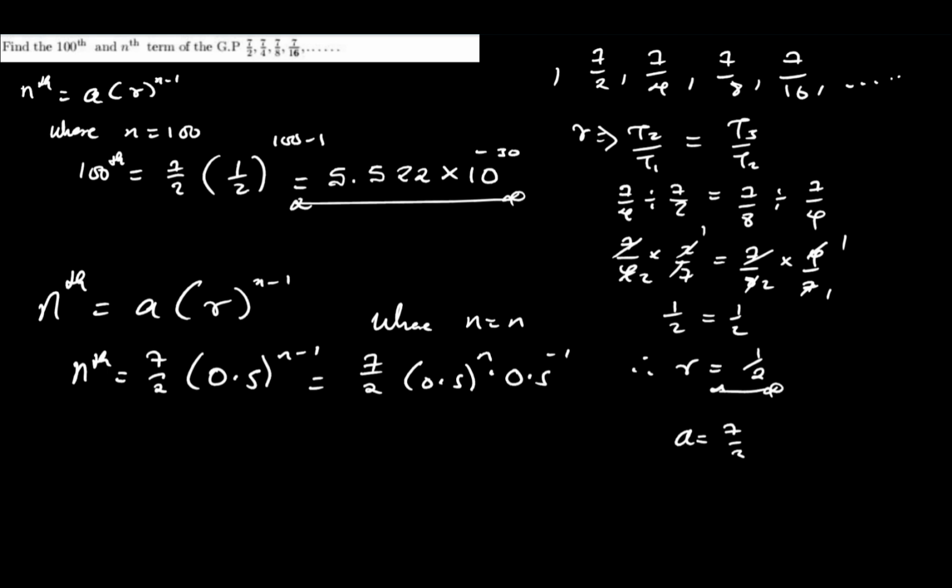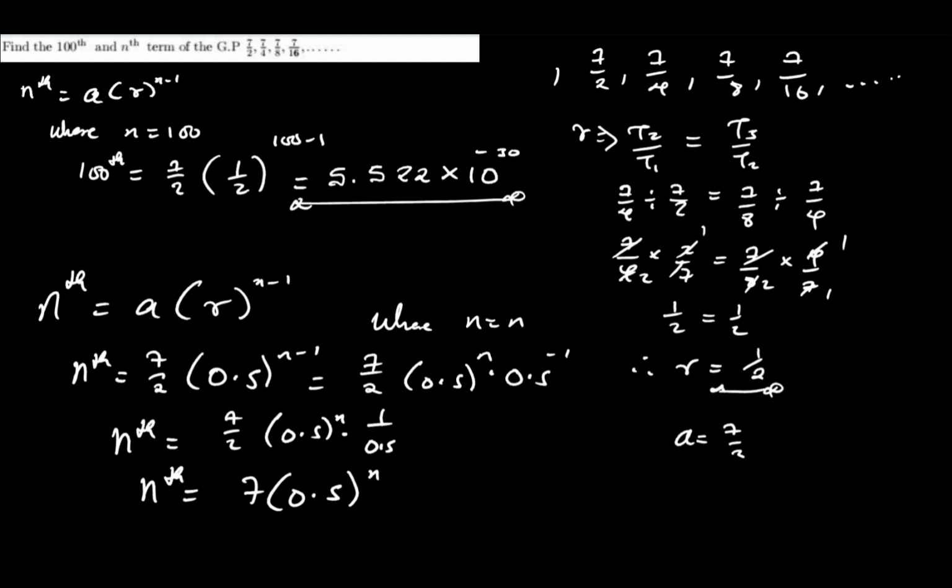If we follow this out by multiplying 7 over 2 by 0.5 to the minus 1, we get the nth term being equivalent to 7 over 2 times 0.5 to the n times 1 over 0.5. And the nth term will now just be equivalent to 7 times 0.5 to the power of n. Like that. So that is how we go about solving this particular question.